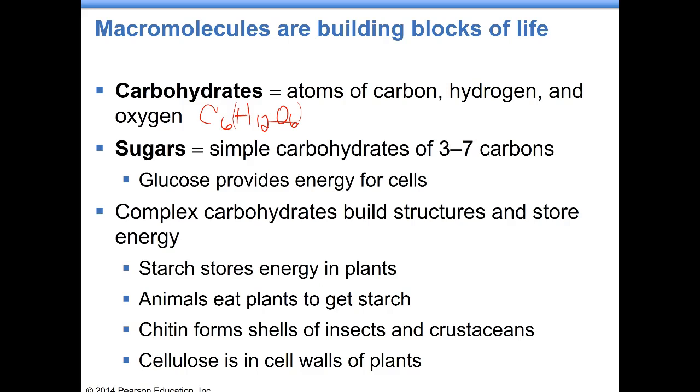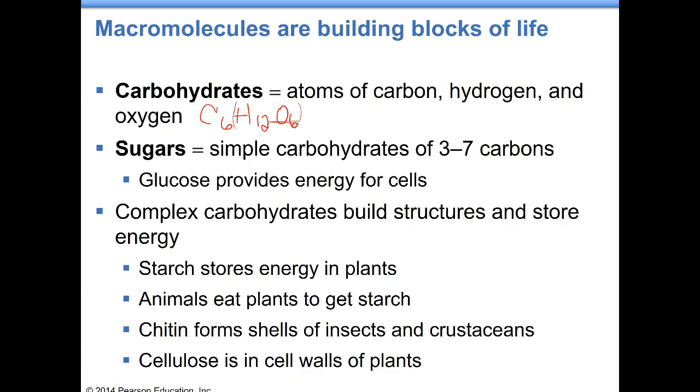So our carbohydrates are going to be our sugars, and we have simple sugars which we call monosaccharides, and they are carbohydrates of anywhere from 3 to 7 carbons in their backbone. Glucose is the one example that you're most familiar with. Fructose is another example, and galactose would be another.